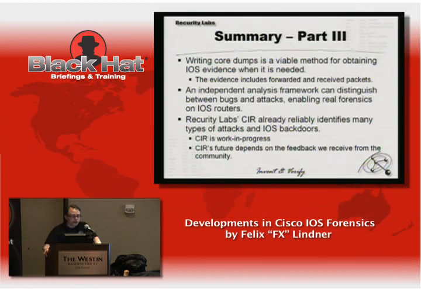Now, in summary, we think that writing core dumps is a viable method for obtaining iOS evidence when it's needed. And the evidence includes, as we just saw, received and forwarded packets. And an independent analysis can actually distinguish between things that we couldn't distinguish before, bugs and attacks, and can do real forensics. And we can already reliably identify many types of attacks and backdoors on iOS, so we can finally tell what the state of the infrastructure is.